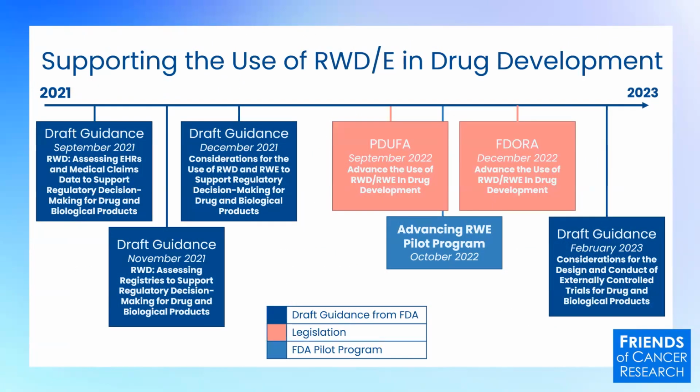The US FDA, responsible for evaluating the safety and efficacy of treatments, has signaled interest in supporting the use of real-world data and the evidence it generates, real-world evidence, to support drug development and approvals. This is evidenced in the timeline here by the draft guidance documents, as well as legislative requirements that have occurred in the last few years. This also highlights, however, the need to align methodology and develop best practices for use of real-world data.